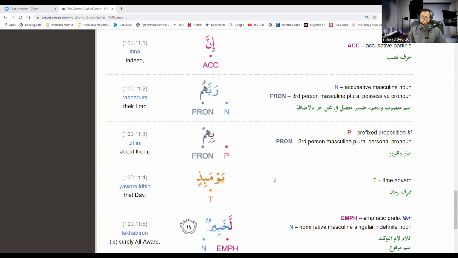Irshad, did you catch that? Yes, Maulana, got it. Okay. So inna rabbahum, indeed, their Lord. So that is the ism of inna, and then rabbahum, as Irshad said, is mudaf mudafun ilayh. Next, bihim. Who is clever enough to decipher this? Jar one? This one is majroor. Maulana. Jar majroor. MashaAllah. It's jar wa majroor. Next one, yawma idhin.